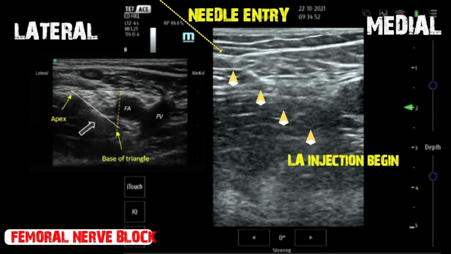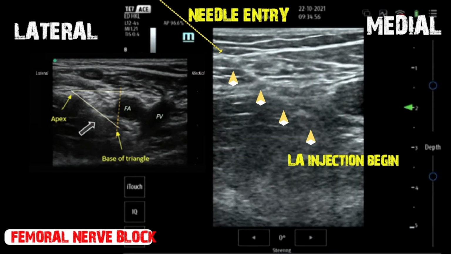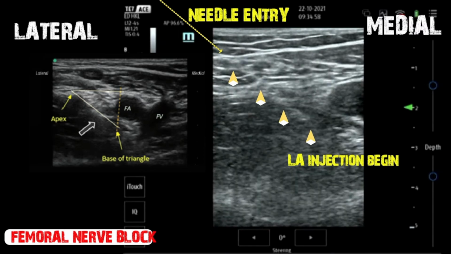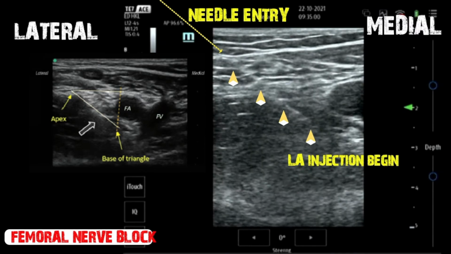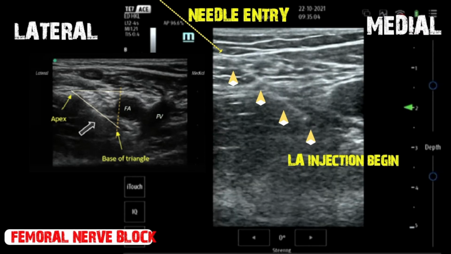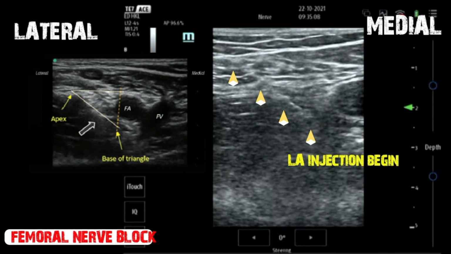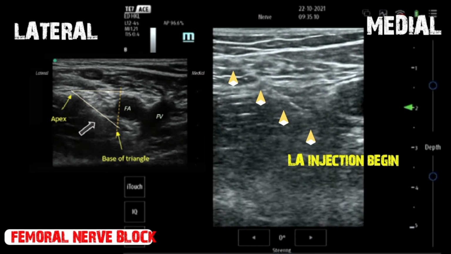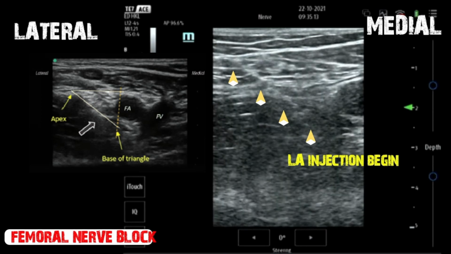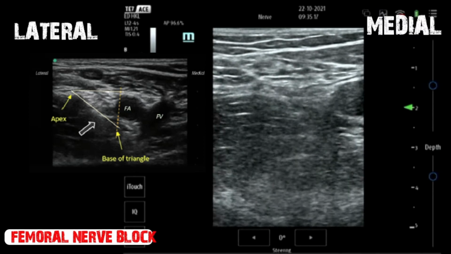After negative aspiration of blood, LA is injected in divided aliquots covering exposed surfaces of the nerve. This block usually requires a maximum dose of 20 mL of local anesthetic. After a circumferential spread of LA around femoral nerve is obtained, our job is done.